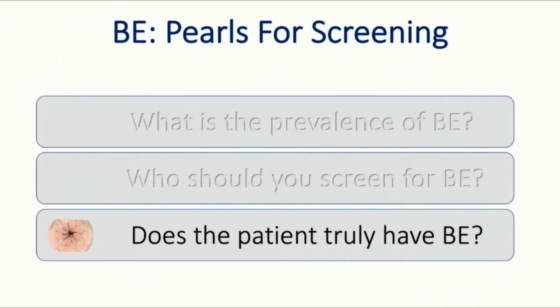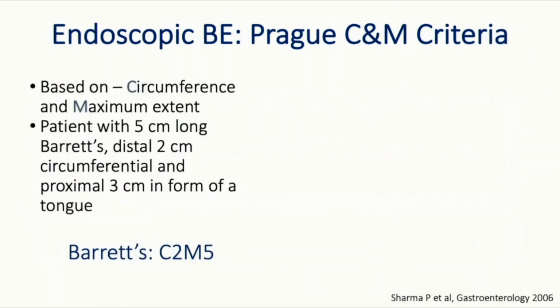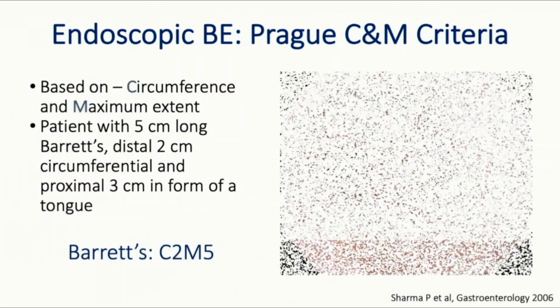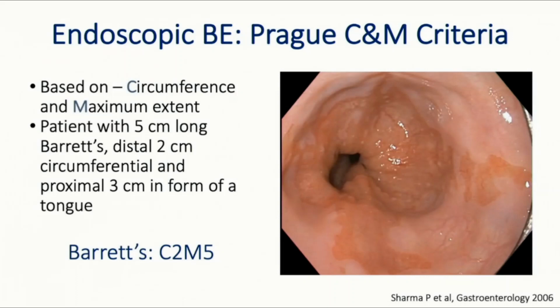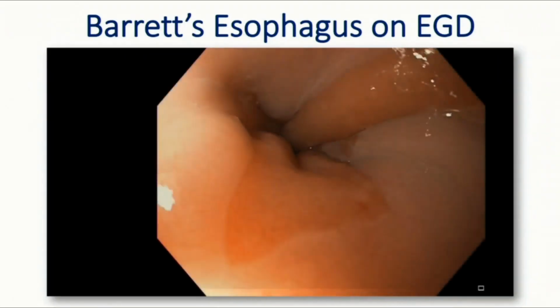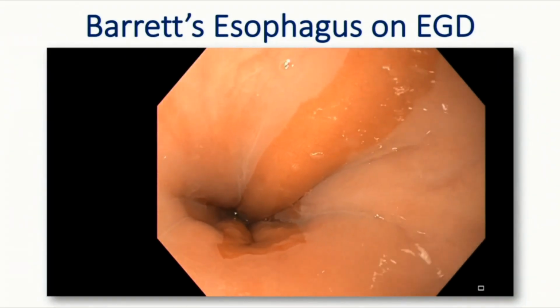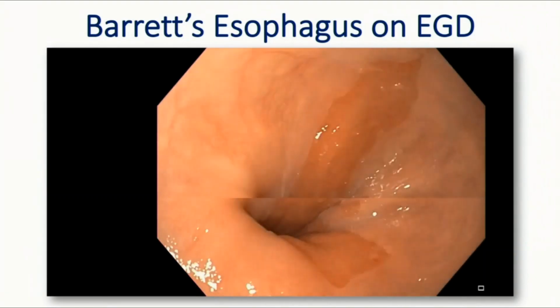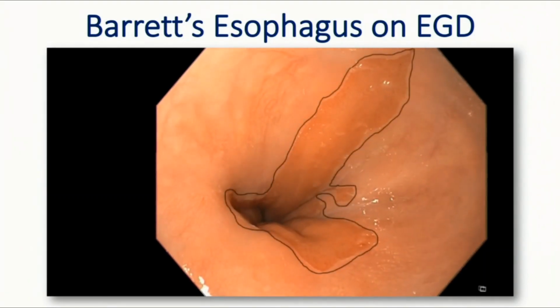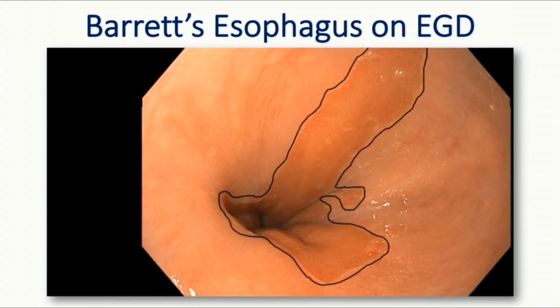Finally, making a diagnosis of Barrett's esophagus can sometimes be tricky. So make sure that the patient does have Barrett's esophagus. And this is what it would look like: you recognize the gastroesophageal junction, measure the circumferential extent of Barrett's esophagus, and then the maximal extent of Barrett's esophagus. How would it look on endoscopy? Here's a patient. You can see there's no circumferential extent. This patient has a C0 M2 Barrett's esophagus.